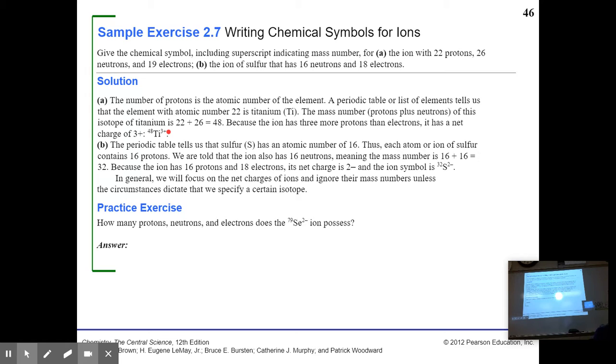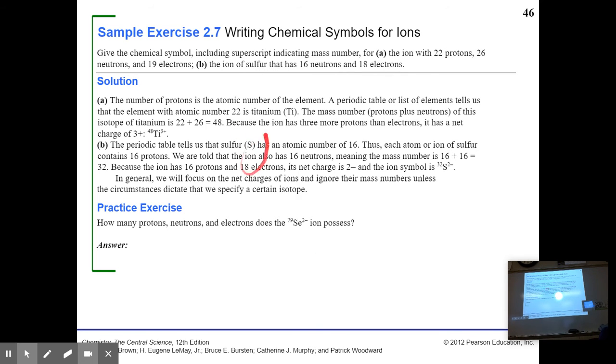Now, I do not care if you write plus 3 or 3 plus. So don't get caught up on that. Next one says the ion of sulfur that has 16 neutrons and 18 electrons. Well, we know it's sulfur, so we just have to find it on the periodic table because it doesn't give us the number of protons. And we can't go off the number of electrons because we're talking ions, because that would give us the wrong element. It's always got to be protons.